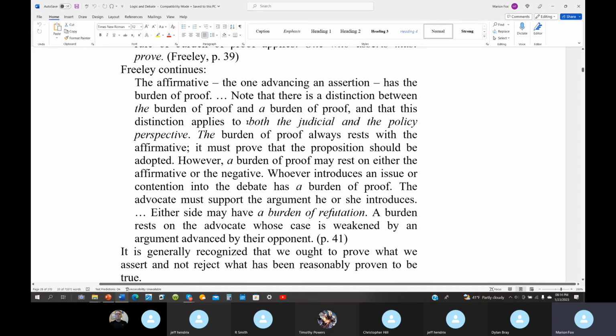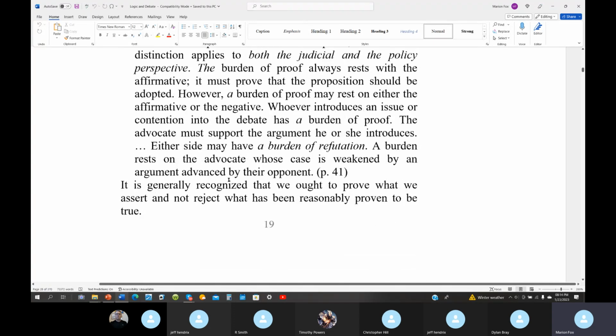Now, these are different ways of debating. A judicial debate is more like you'd have in a court, and policy would be more like what we'd have in a religious debate. The burden of proof always rests with the affirmative. He must prove that the proposition should be adopted. However, a burden of proof may rest on either the affirmative or the negative. Whoever introduces an issue or contention into the debate has a burden of proof. If you introduce something into the debate, you've got to prove it. Okay? The advocate must support the argument he or she introduces.